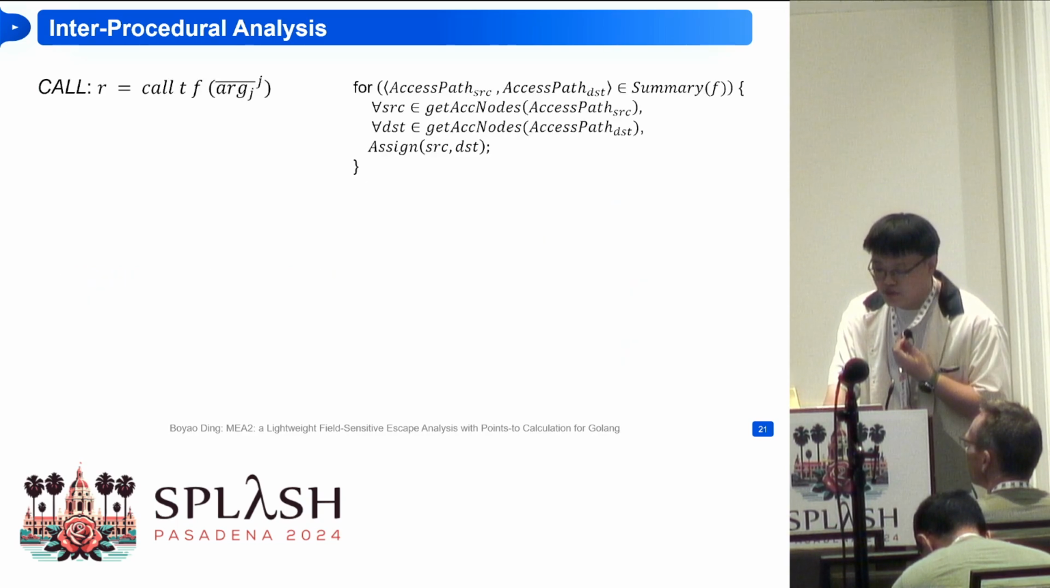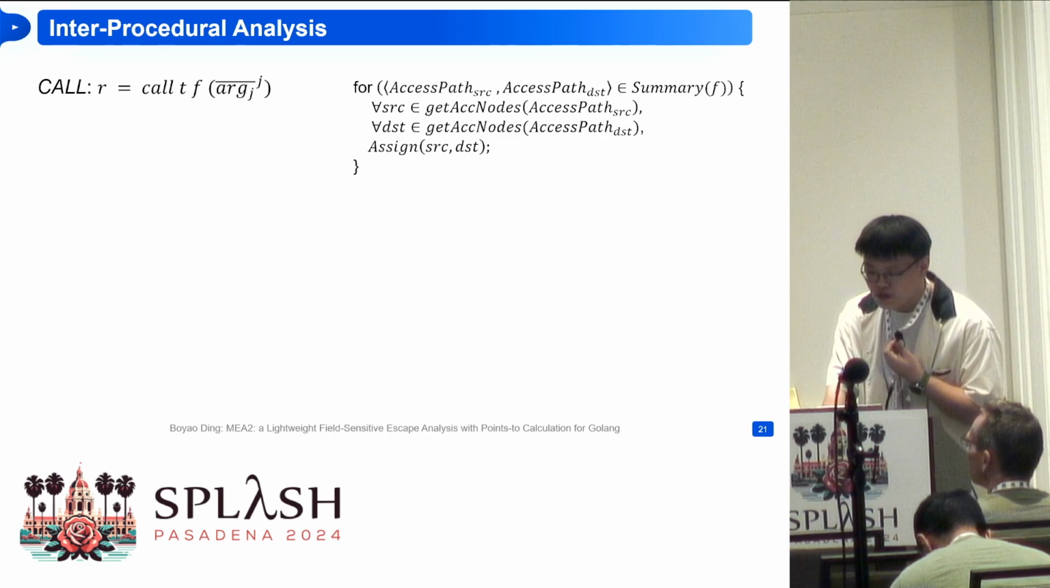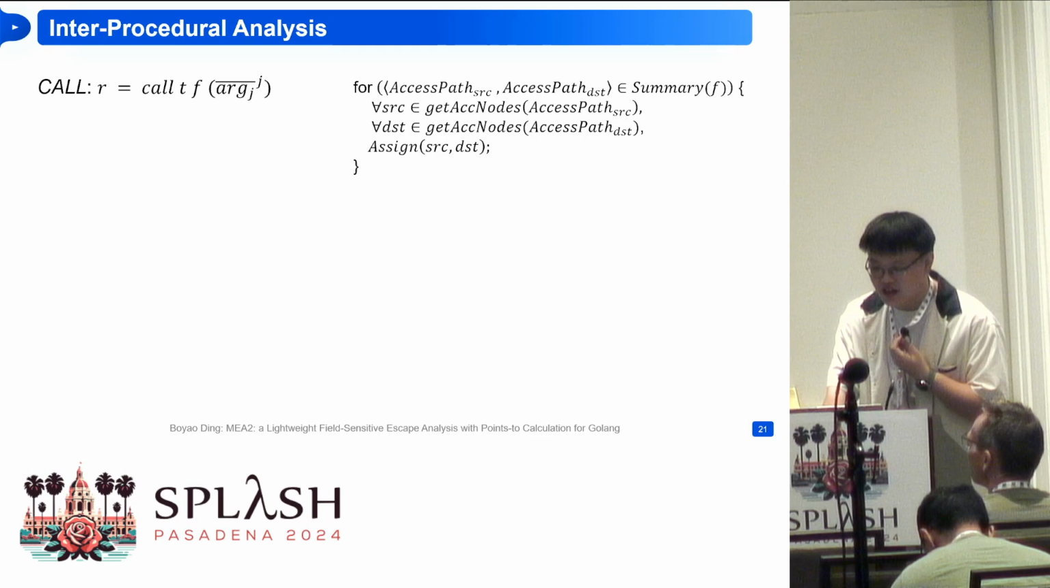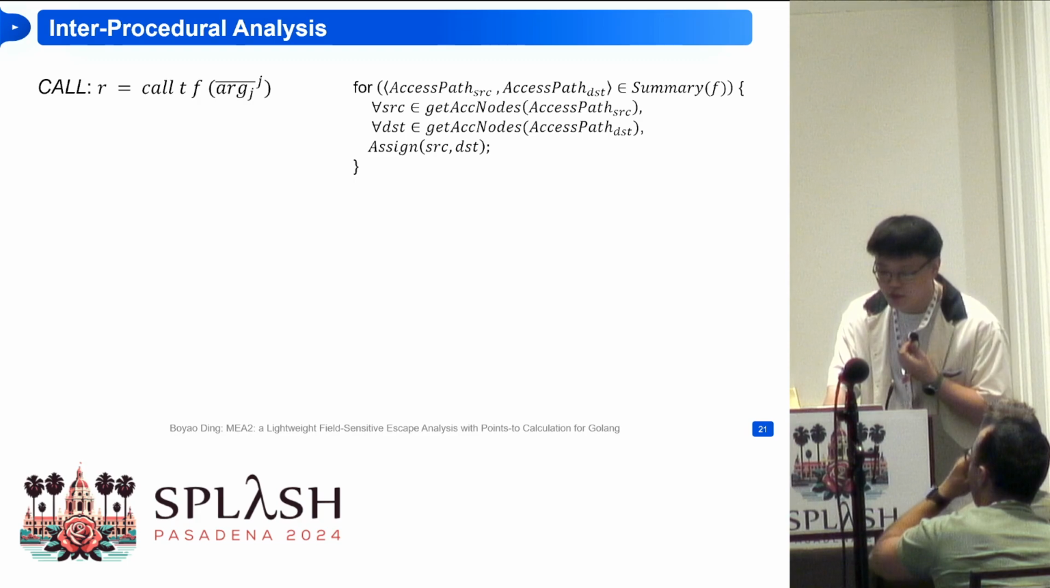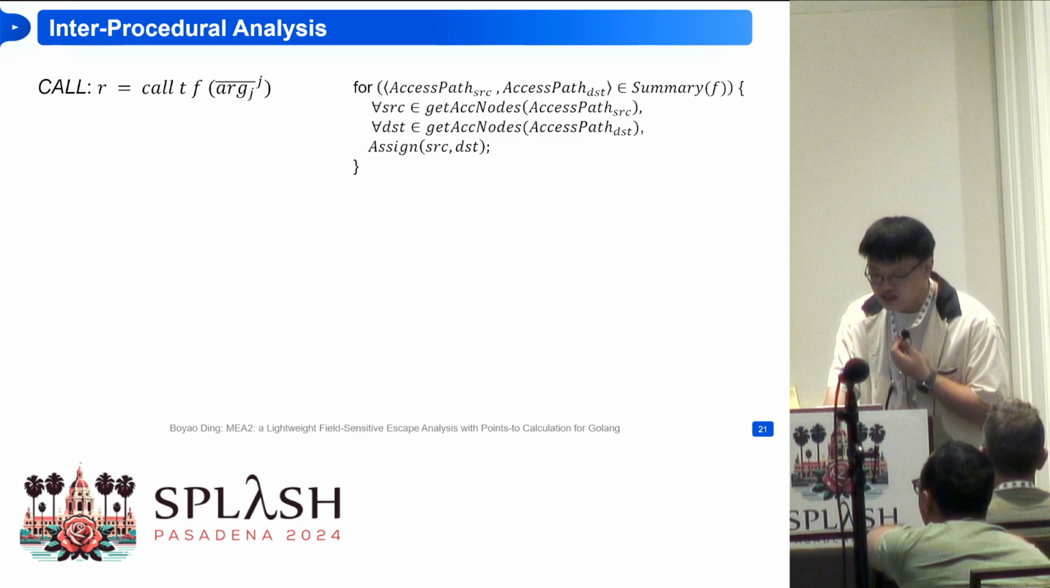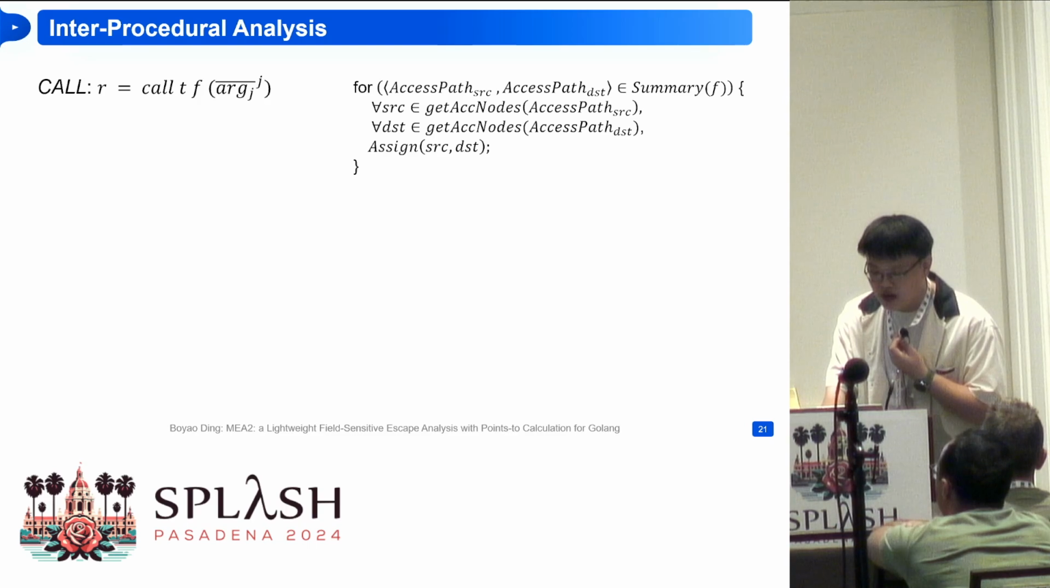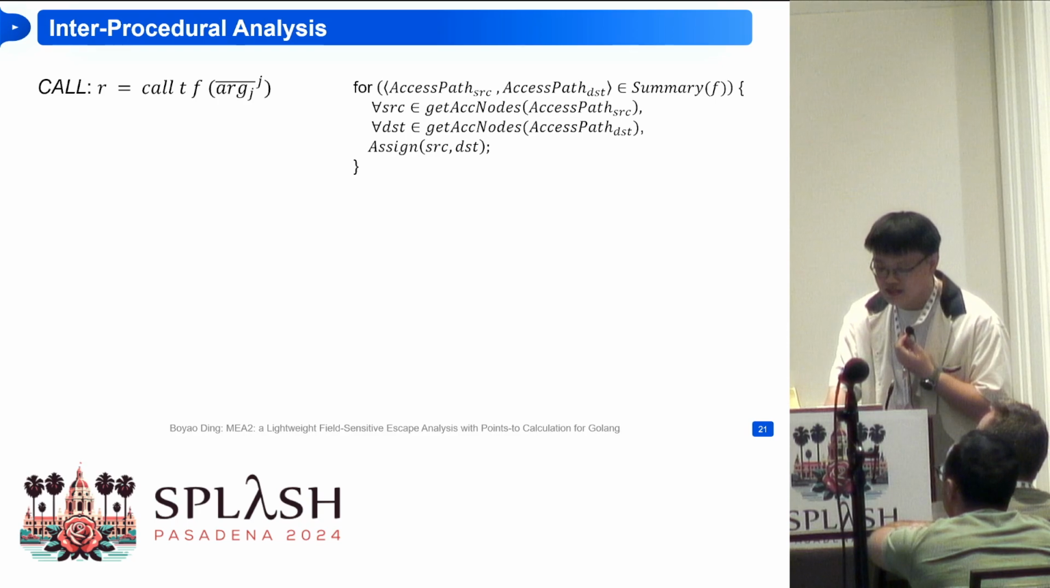Based on the summary, we can define the construction rules for code instruction. For a code instruction, we first retrieve the summary of the called function. For each flow in the summary, we identify the nodes accessed by the access paths and perform assign operations between the source node and the destination node.